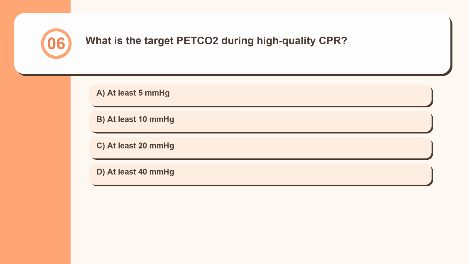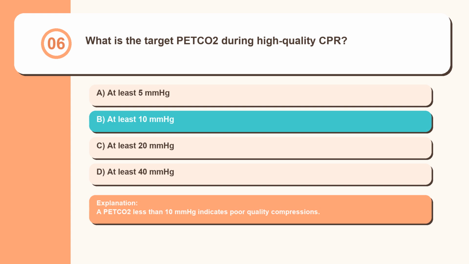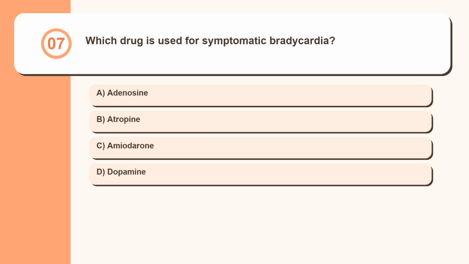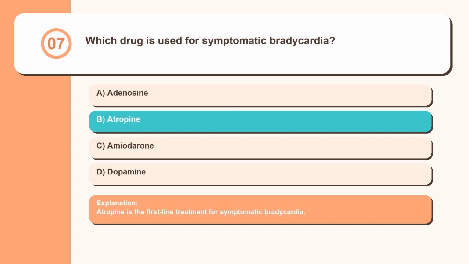Question 6. What is the target PETCO2 during high-quality CPR? At least 5 mmHg, at least 10 mmHg, at least 20 mmHg, at least 40 mmHg. A PETCO2 less than 10 mmHg indicates poor quality compressions. Question 7. Which drug is used for symptomatic bradycardia? Adenosine, atropine, amiodarone, dopamine. Atropine is the first-line treatment for symptomatic bradycardia.